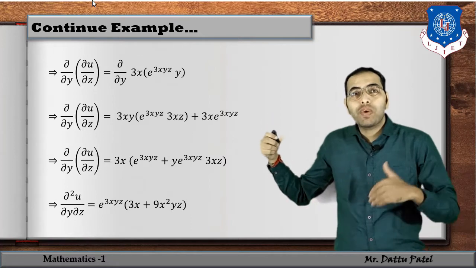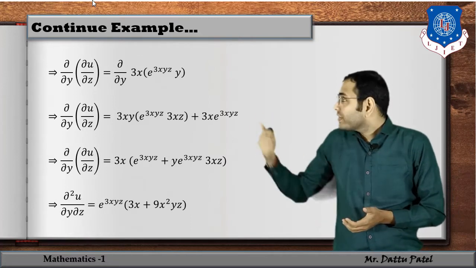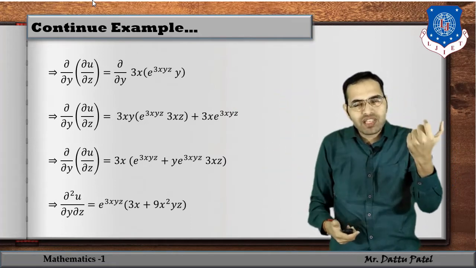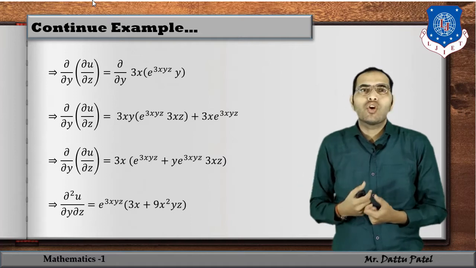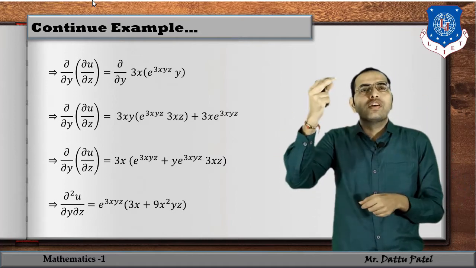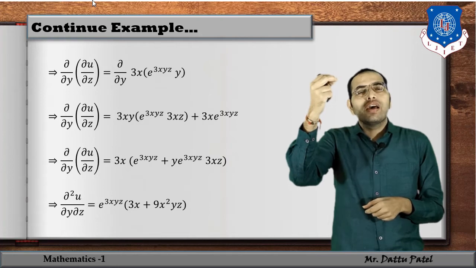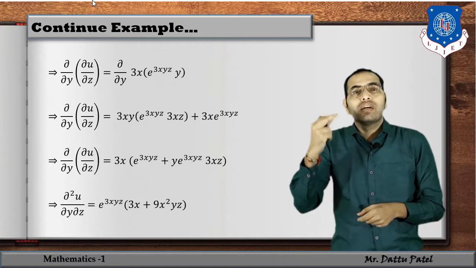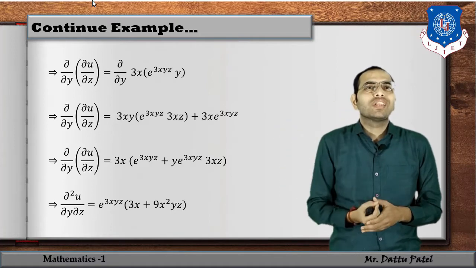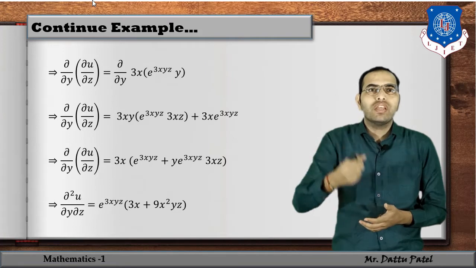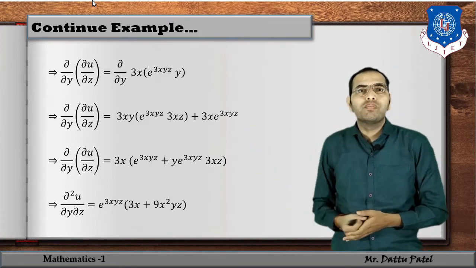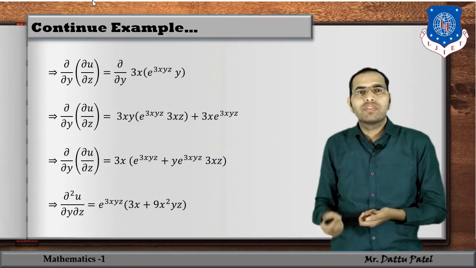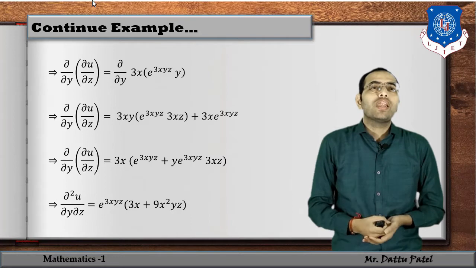Here for the derivative with respect to y, apply the product rule: u as it is times derivative of v, plus v as it is times derivative of u. 3x is constant, and inside the bracket, e raised to 3xyz as it is times the derivative of y, which is 1, plus y as it is times the derivative of e raised to 3xyz, that is e raised to 3xyz into 3xz. Now simplify that term: e raised to 3xyz is common, and the remaining terms become 3x + 9x²yz.